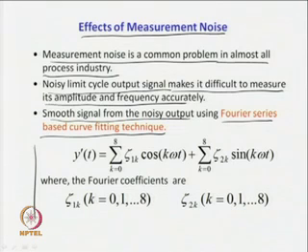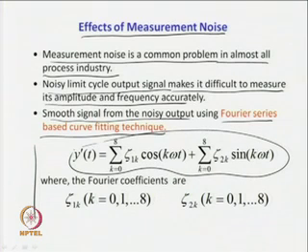And how can you describe a Fourier series? The Fourier series expression for a function y prime t can be given in the form of sum of k equal to 0 to 8 xi 1 k cos k omega t plus sum of k equal to 0 to 8 xi 2 k sin k omega t, where the Fourier coefficients are xi 1 k, k varying from 0 to 8 and xi 2 k, k varying from 0 to 8.